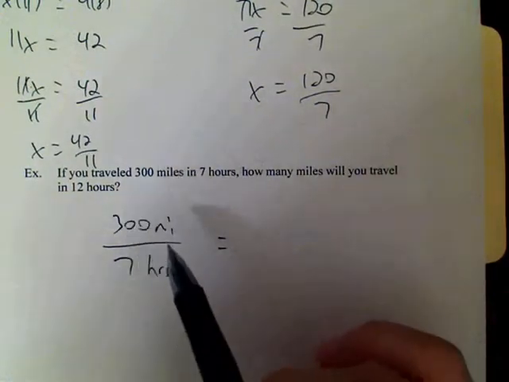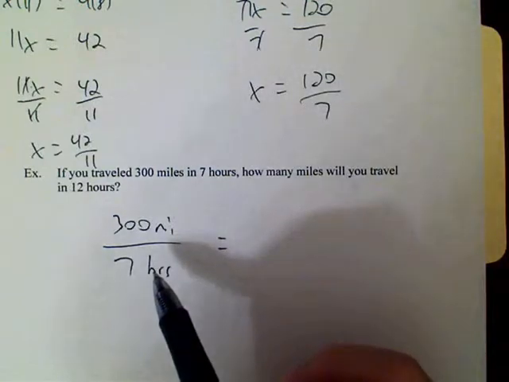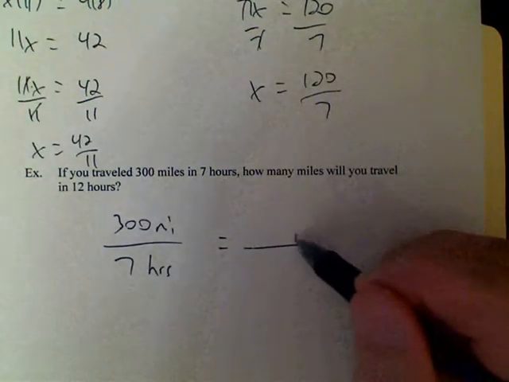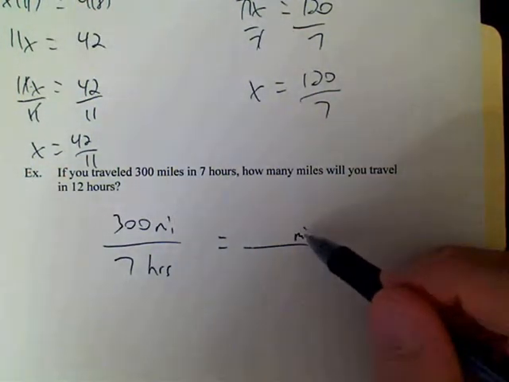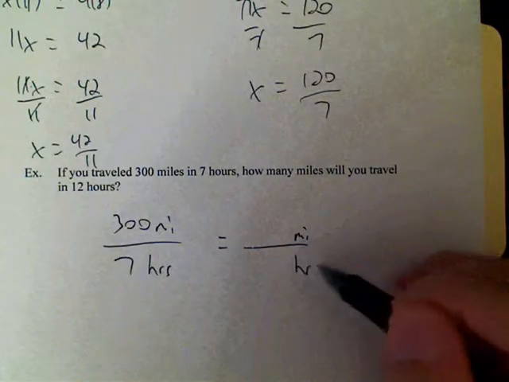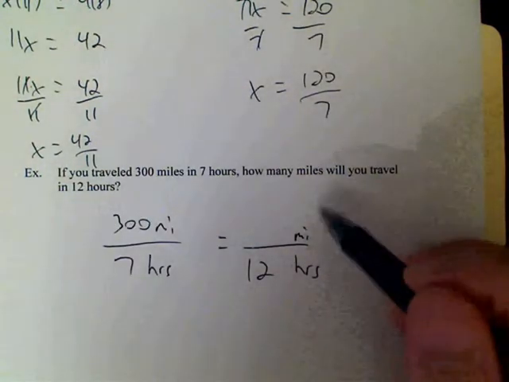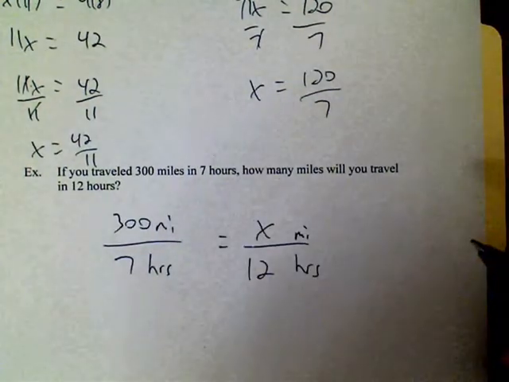But here's the thing. We need the units to correspond. Remember what I said about proportions? Their units must correspond. So, before I even look at the numbers, I know that the units of my second fraction in my proportion, on top they have to be miles, on the bottom they've got to be hours. The 12 represents the hours. We don't know how many miles, so we call it x. That's our proportion. Now we're going to cross multiply.